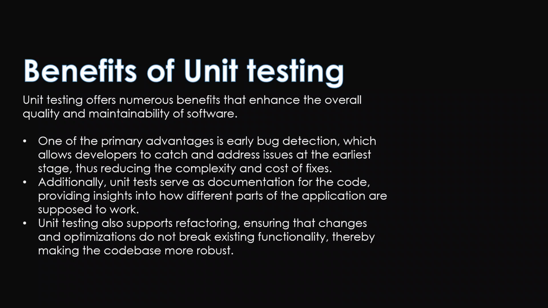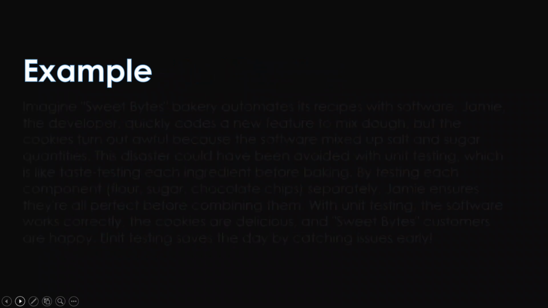And then the third one, unit testing also supports refactoring, ensuring that changes and optimizations do not break existing functionality, thereby making the code base more robust. It means that your code becomes quite maintainable, and in future if you want to do any kind of changes or any optimizations, you already have your unit test defined for it. So whenever you make changes, you do the testing so that you make sure that the changes do not break your application. Let's understand this by an example.